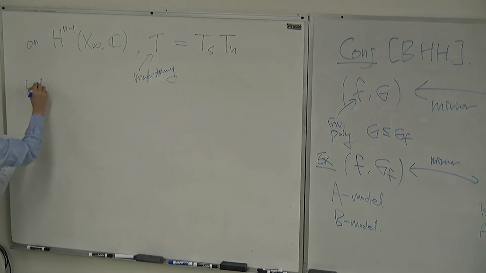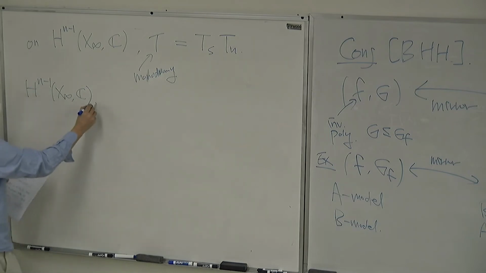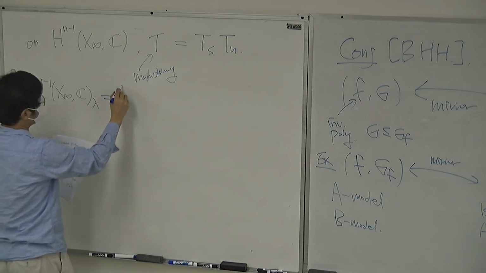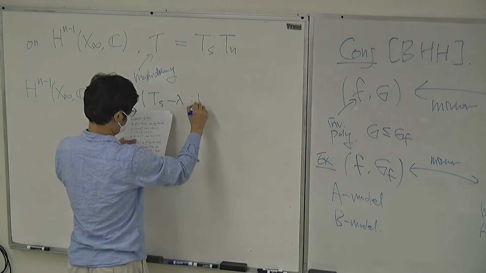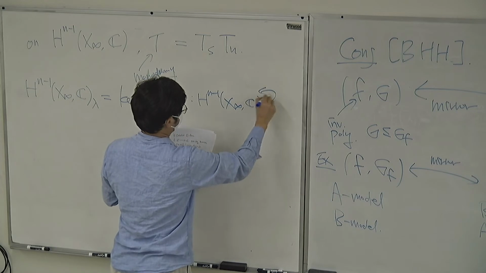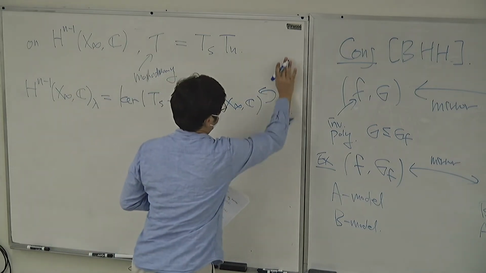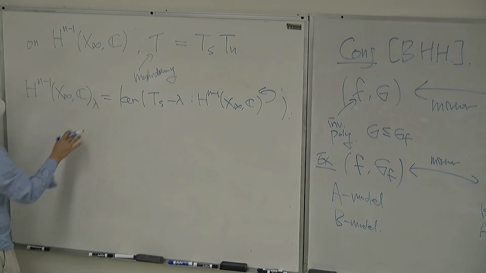And similarly, what we have done, we consider this eigenvector space, which is the kernel of T_s minus lambda, where this is a map from H^{n-1}_∞ (X, C). So, okay, I denote this H^{n-1}_∞(X, C)_λ to be the eigenspace of the semi-simple part of this monodromy.